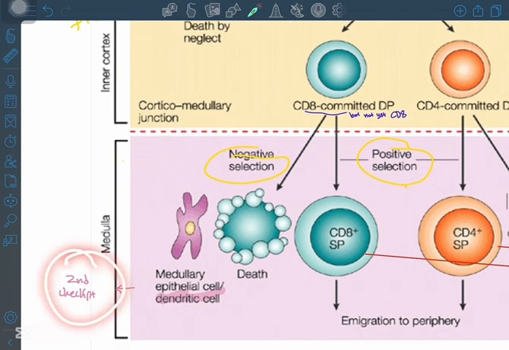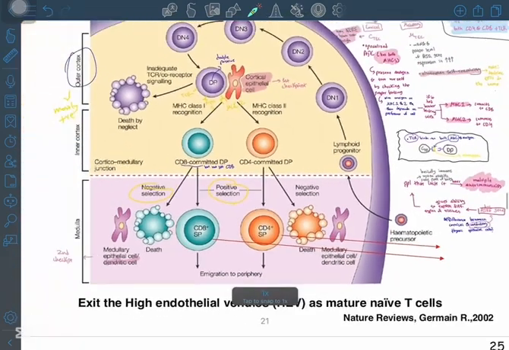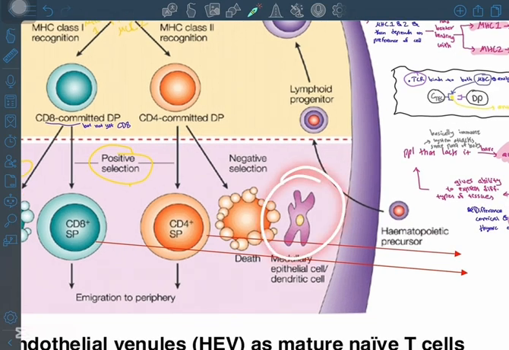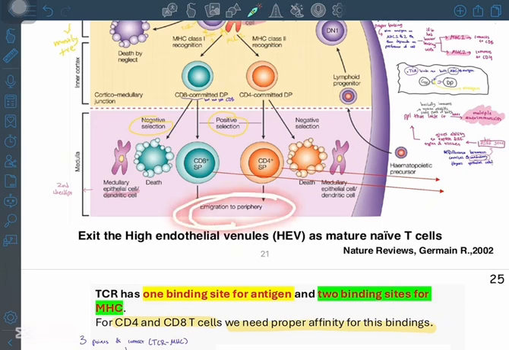Here we have the second checkpoint. So in here we're going to have the negative selection mainly, okay? We're going to see any cell that reacts to self, it's going to be eliminated. So as you can see, a medullary epithelial cell or dendritic cell is going to kill it by apoptosis. The same thing also applies to CD4. So MHC class 2 recognized, CD4 committed, enters the same junction and then enters the medulla. And then the medullary cell is like a security guard. It views it and sees, okay, you're going to attack me, that's it, I'm going to cancel you from the beginning. So it cancels it out and then they migrate to the periphery.